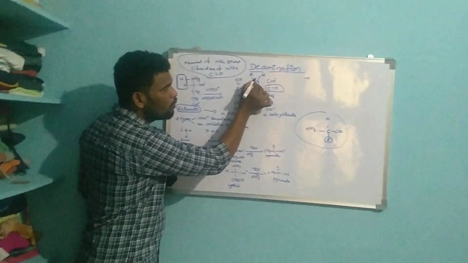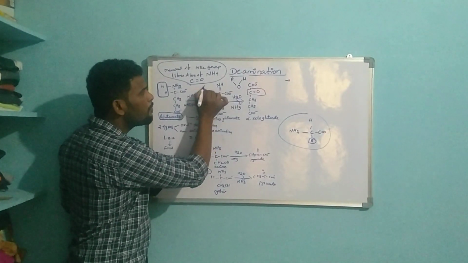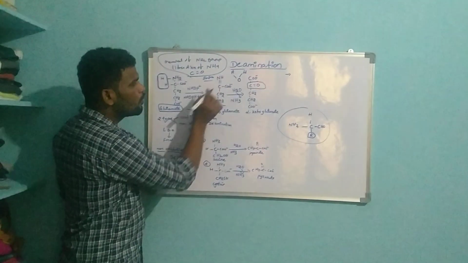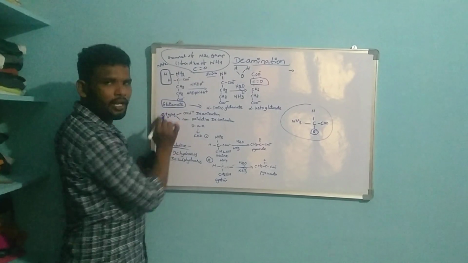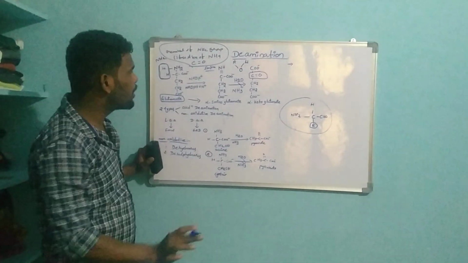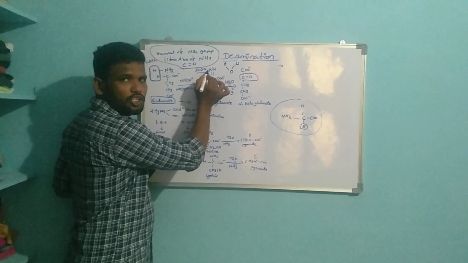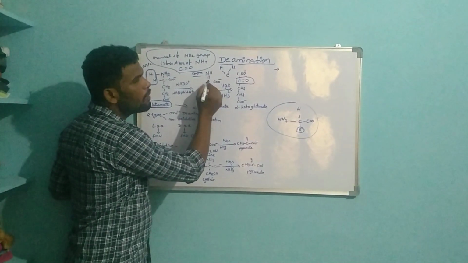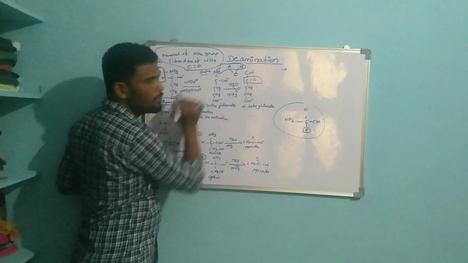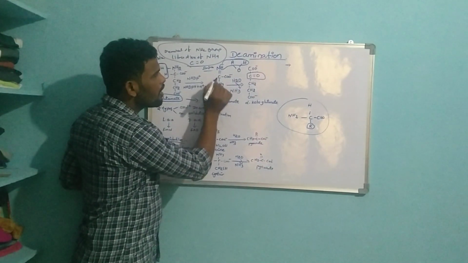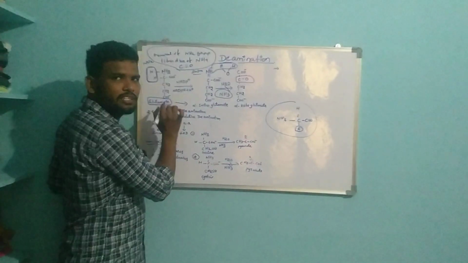So the water molecule comes and binds with the NH position. NH is nothing but imino. NH2 is nothing but amino. So the water molecule comes and binds with the NH position. How many hydrogen molecules? The three hydrogen molecules. So in the reaction, NH3, ammonia, is liberated out.